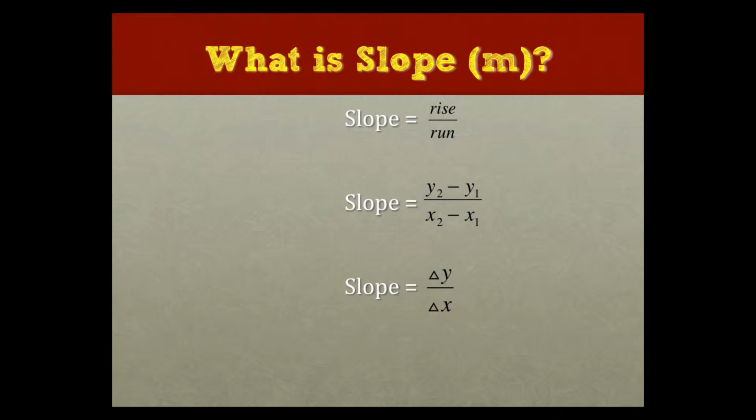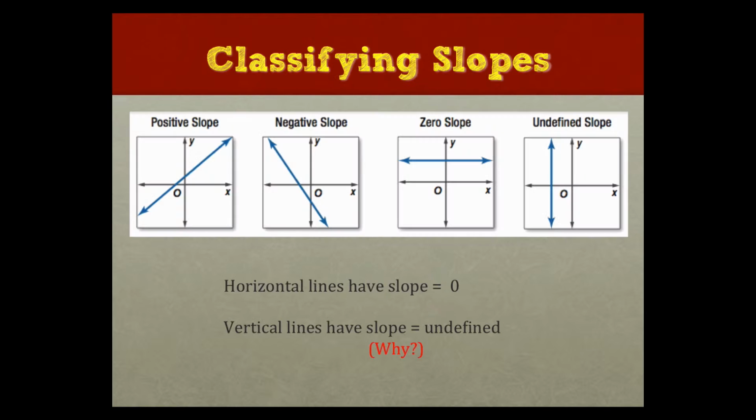Are we good? Four scenarios. We'll go through each one. Positive slope. y2 minus y1 is a positive value. x2 minus x1 is a positive value. Positive over positive is positive. Or y2 minus y1 is a negative value, x2 minus x1 is a negative value. Negative over negative is positive.